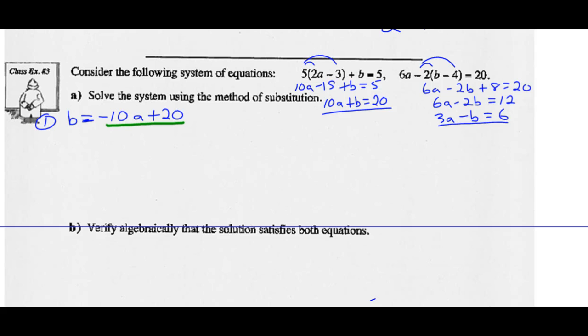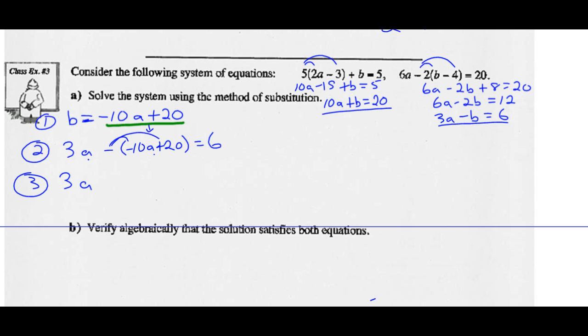I'm going to take that value for the variable in step 2 and substitute it into the second equation. So I've got 3a minus b is supposed to equal 6. But we're just told b has a value of negative 10a plus 20. So now I've got a one variable equation. I want to solve that one variable equation. That's step 3. So let's solve that equation.